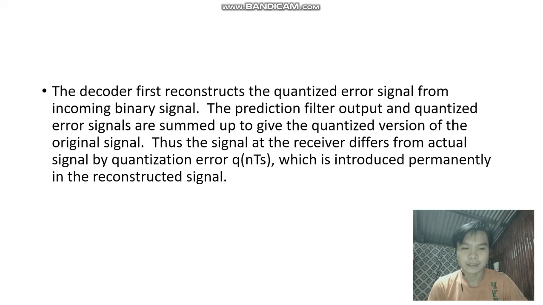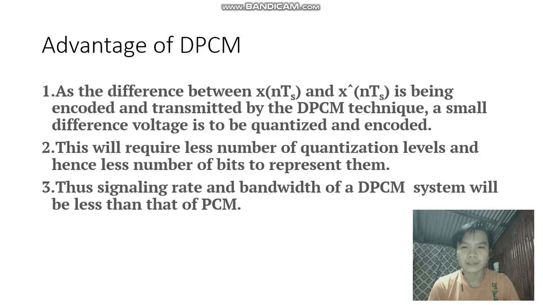So what is the advantage of DPCM? Number 1. As the difference between x(nTs) and x'(nTs) is being encoded and transmitted by the DPCM technique, a small difference voltage is quantized to be encoded. Number 2. This will require a smaller number of quantization levels and hence fewer bits to represent them. Number 3. The signaling rate and bandwidth of a DPCM system will be less than those of PCM.